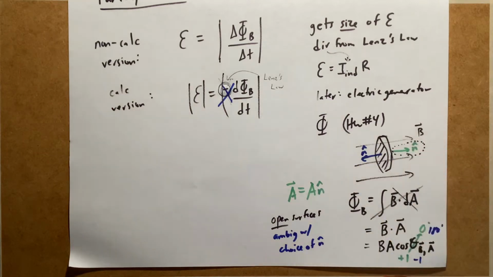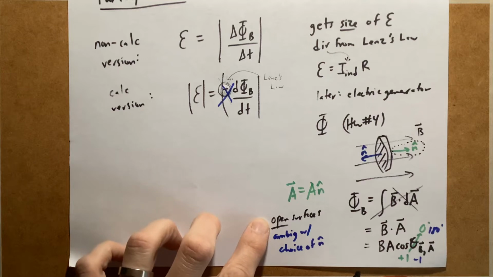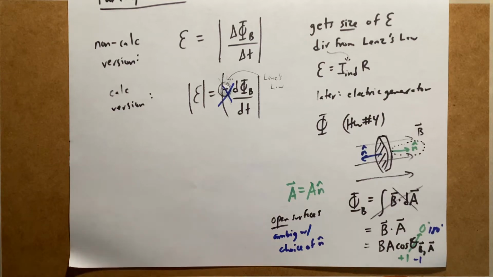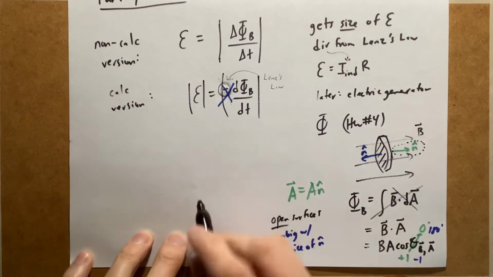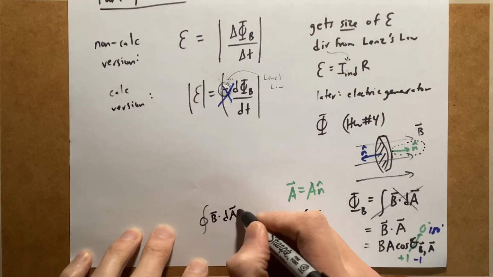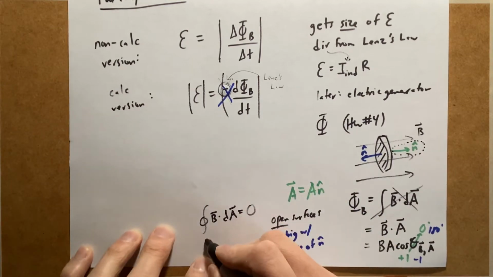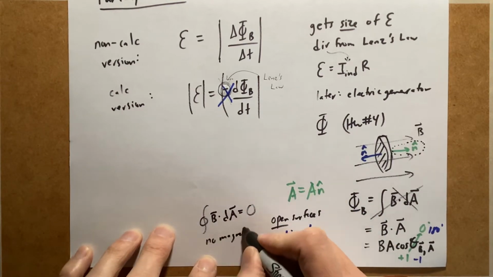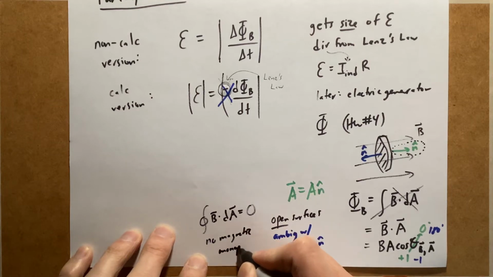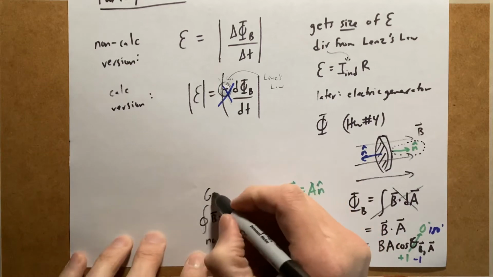So that's how you compute flux. Just as a reminder, we didn't have this ambiguity with Gauss's law because, of course, we had a closed surface. Now the surfaces have to be open. If you recall from the last homework, if your surface is closed, then the result is always going to be 0 anyway. This is the no magnetic monopoles rule. So this is essentially Gauss's law for magnetism.